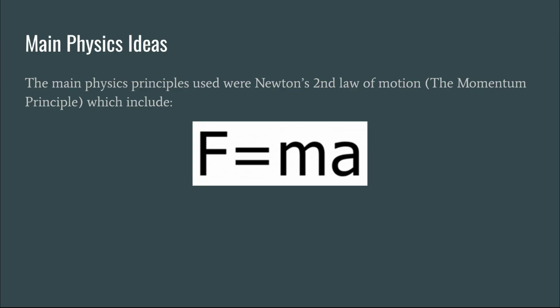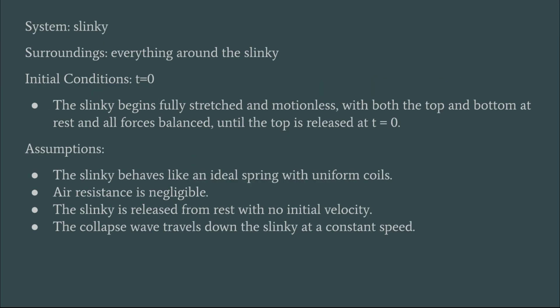My system was the slinky. My surroundings were everything around the slinky, and my initial conditions at t equals 0 were that the slinky begins fully stretched and motionless, with both the top and the bottom at rest, and all forces are balanced until the top is released. My main assumptions were that the slinky behaves like an ideal spring with uniform coils. I assume that air resistance is negligible. The slinky is released from rest with no initial velocity, and the collapse wave travels down the slinky at a constant speed.